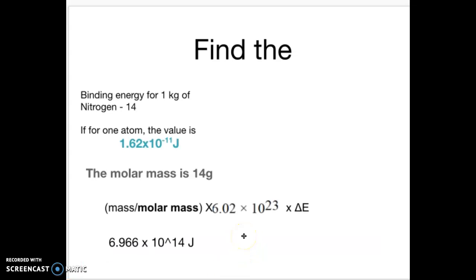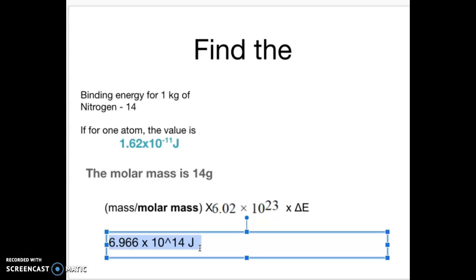And here we have our answer, our mass, which is 1 kilogram, divided by 14 grams. Remember to convert this into kilograms. Then you multiply that by Avogadro's constant, and then you multiply that by your binding energy. And you should get a preposterous value, which is 6.966 times 10 to the 14 joules, which at this huge value just goes to show why fusion and fission reactions are so popular for generating energy, which we can then use. But we'll talk about that in topic 8. But it's actually quite interesting to bridge to that idea. These values tend to be enormous. Okay, so that's that for today's lesson.